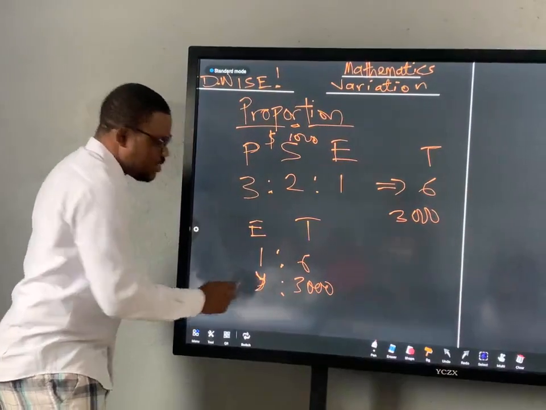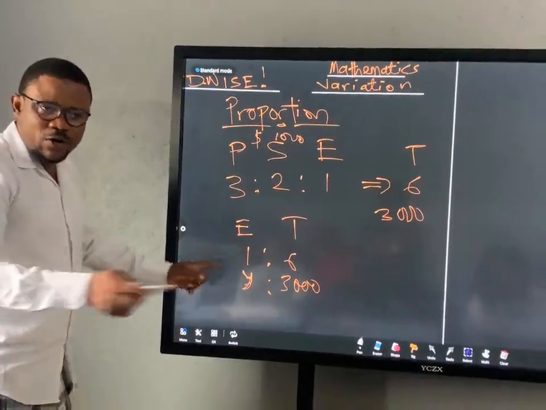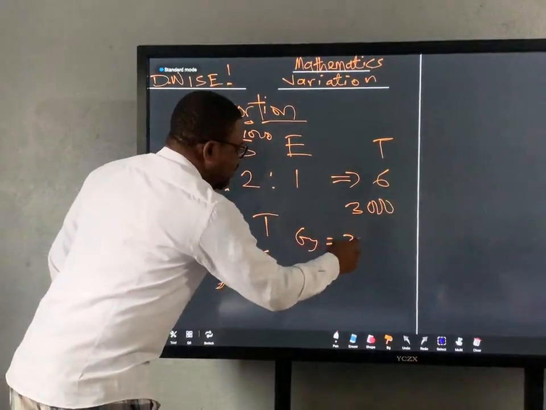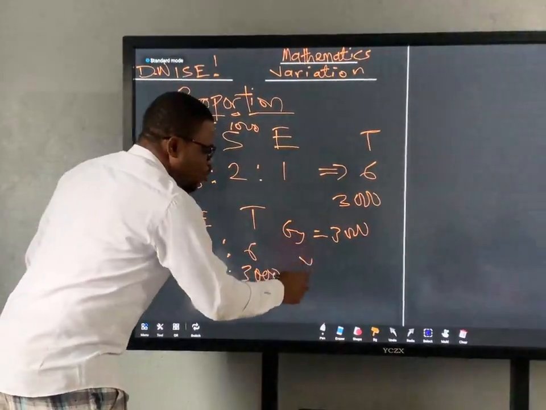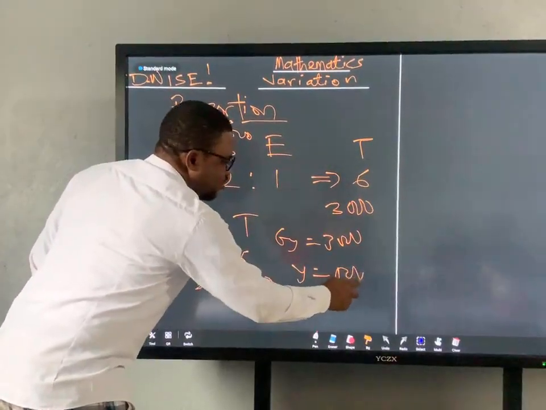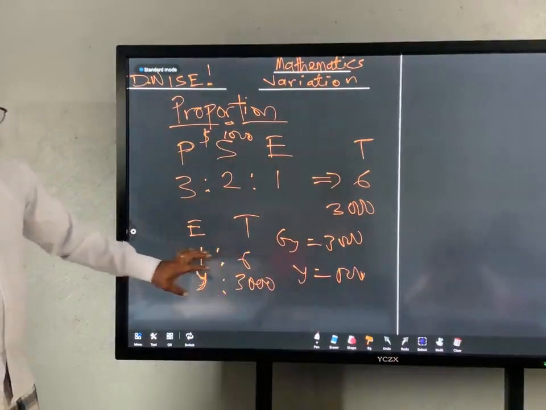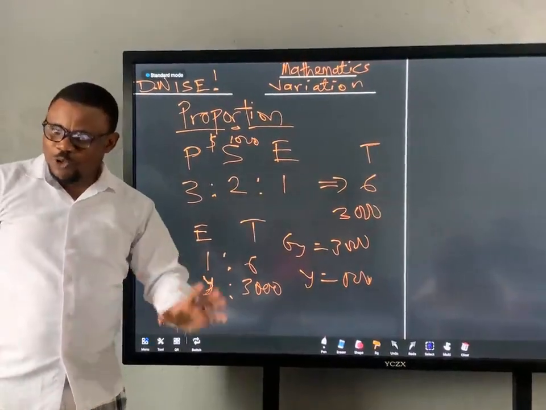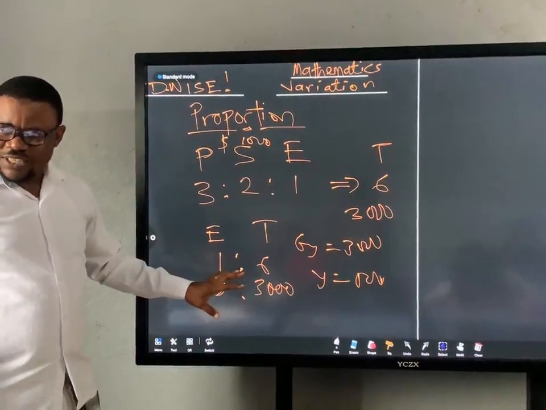Let this be y. So I cross multiply: 6y equals 3,000. Divide both sides by 6. y is 500. Do you understand? If you can master this, however they coin the question, you'll be able to answer it. Are you getting me?